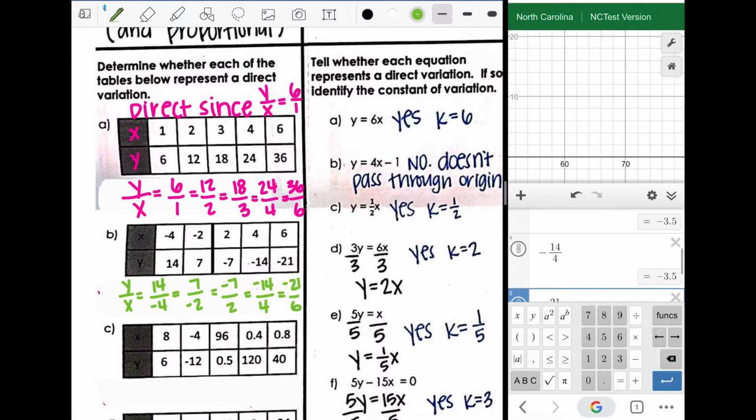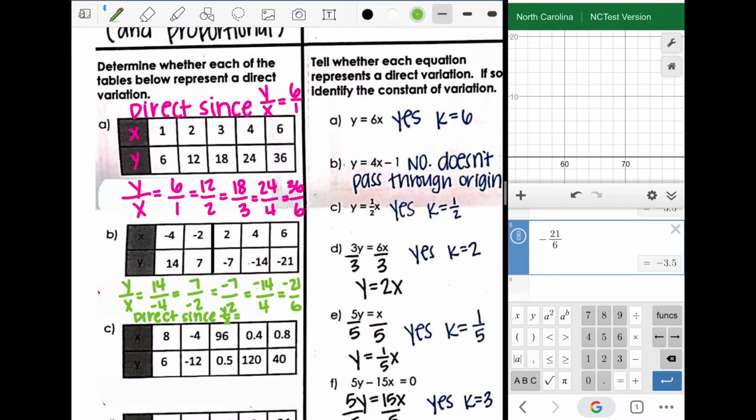Okay, so you can see since all of these fractions, or all of these changes in y over changes in x, are equal to negative 3.5, this is direct, since the change in y over the change in x, or y over x, is equal to negative 3.5.